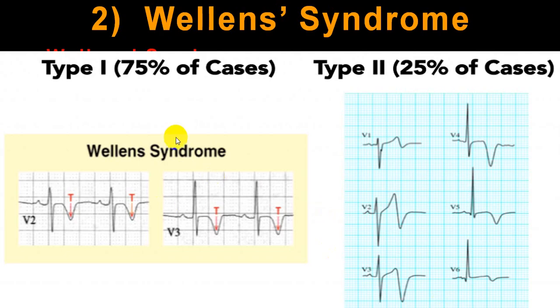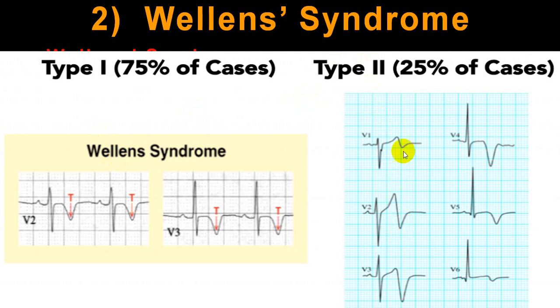Sorry, this is wrongly mentioned. This type 2 should be mentioned here. This should be changed: this should be type 1, this should be type 2. This is type 2 or type B, and this is type 1, where you get an ST elevation with upright T wave and a second negative part. So we call this a biphasic wave.